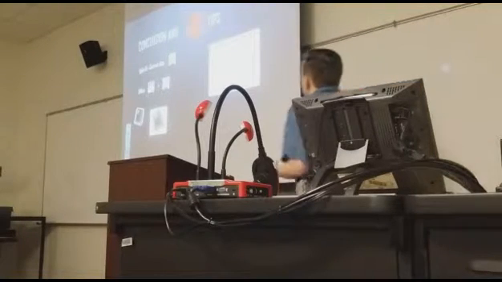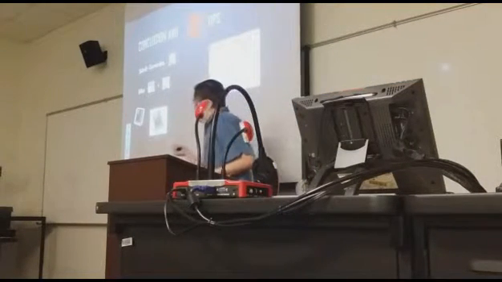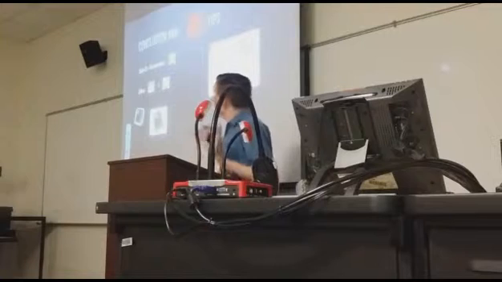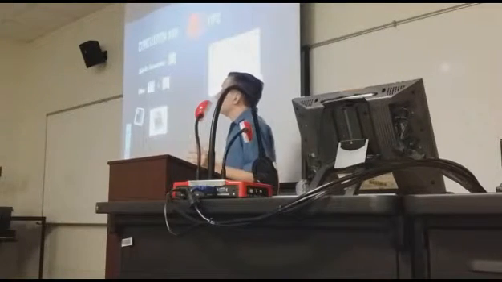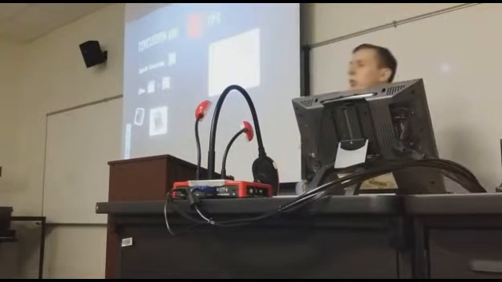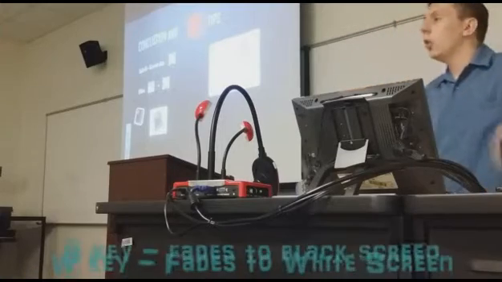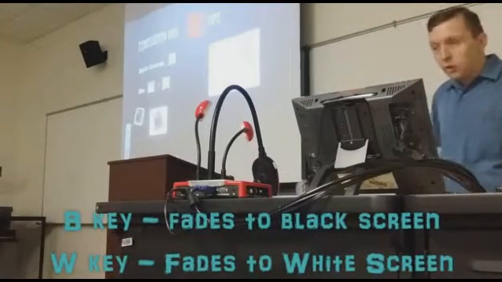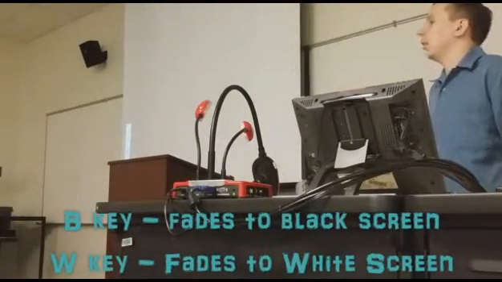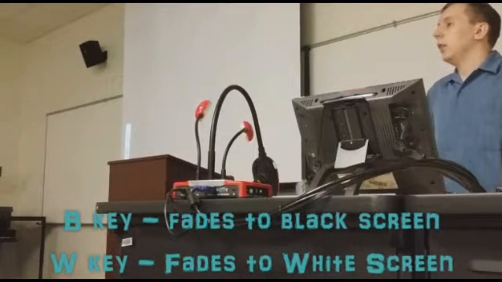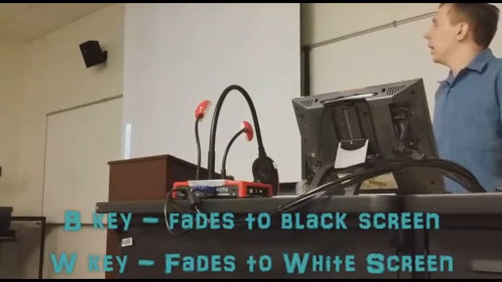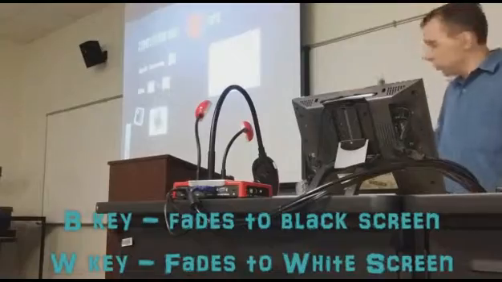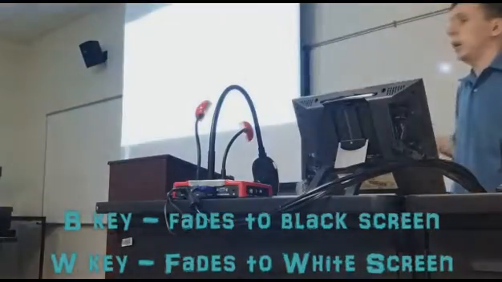As I end my presentation, there's two last little things, and that is the B key and the W key. You're like, what in the world is that? Well, during your presentation, let's say you want to just have your whole audience focus on you. So if you hit the B key, it'll go to the black screen. It'll fade out, and it won't stop the presentation, but it will fade out to the black screen. And if you hit the B key again, it'll return. If you hit the W key, it'll go to white screen.